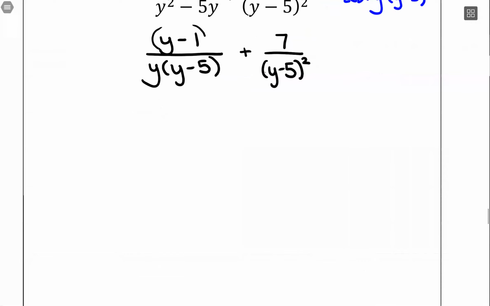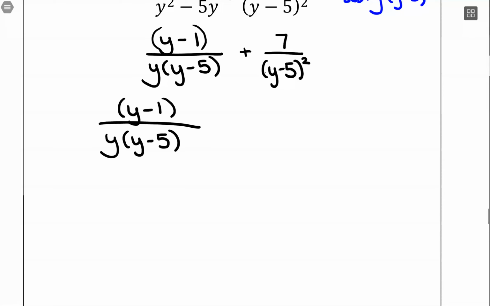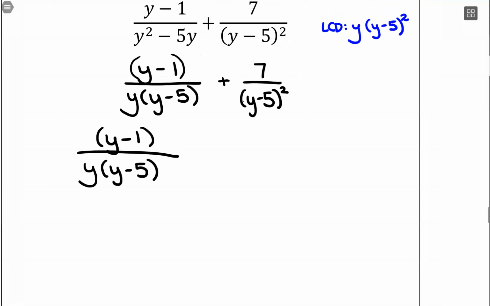and I'm going to go ahead and put this y minus 1 in parentheses here. So just looking at my first term, this y minus 1 over y times y minus 5. What I need to see is what I'm missing in order to make my denominator y times y minus 5 squared. And if it even helps, you could write this without the exponent. This is the same thing as y times y minus 5 times y minus 5. So with that, I can see I'm missing a second y minus 5 here.